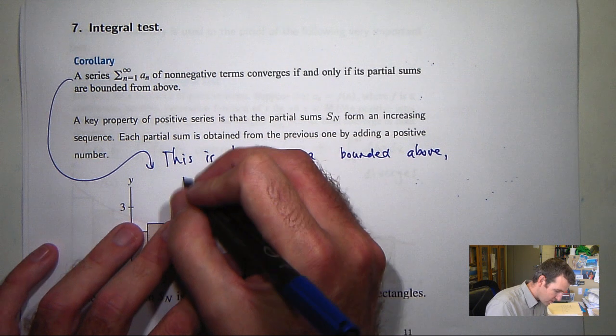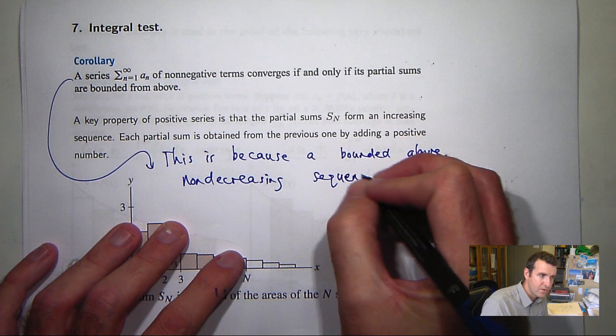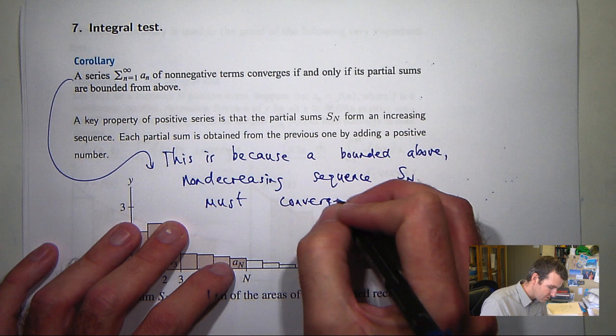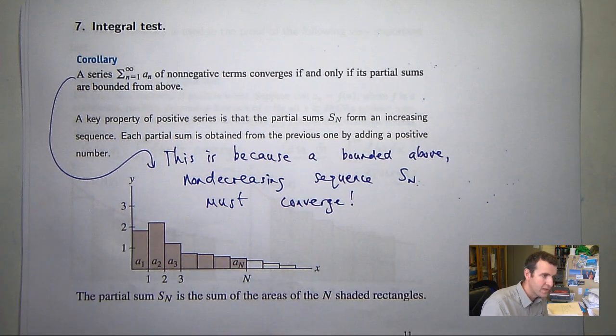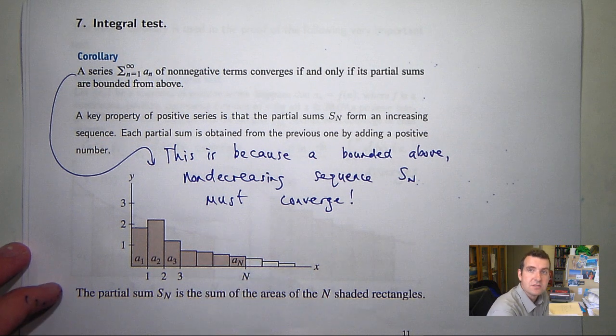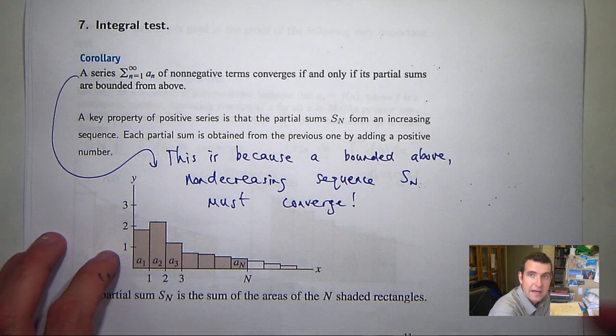Now, we can use the corollary above to really see whether or not a series converges or diverges. Why is the above corollary true? Well, it comes back to an idea called the monotone convergence theorem. The monotone convergence theorem says that a sequence that is bounded above by some number and is non-decreasing must converge. We don't spend a lot of time in this course talking about the monotone convergence theorem. It's a shame because it's a really beautiful result.